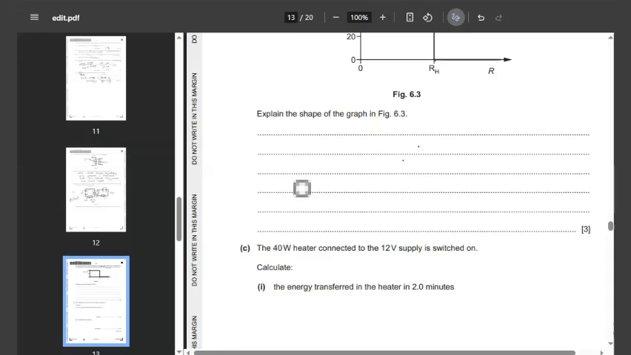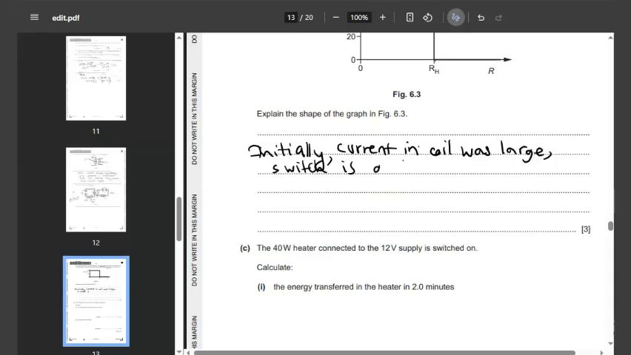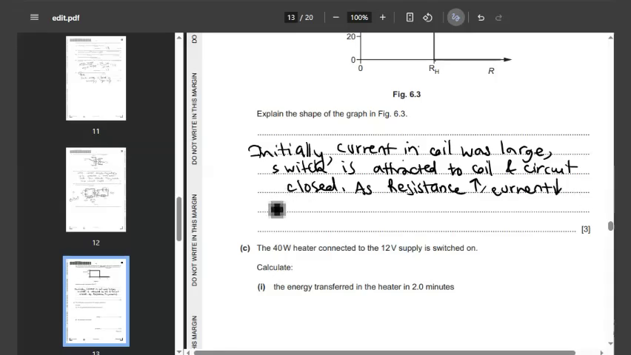So we can write, initially the current of the coil is large and the switch is attracted to the magnetizing coil, and therefore the switch is closed. As the resistance increased, the current decreased, and therefore the magnetic field of this coil was decreasing. And at last the relay switch cannot be closed because the magnetic field was too weak.